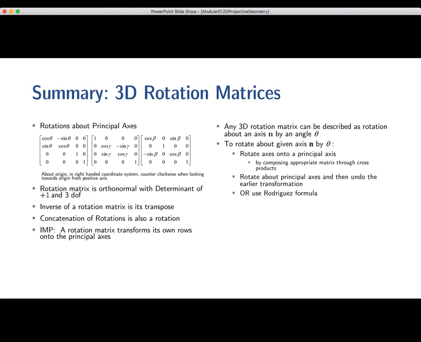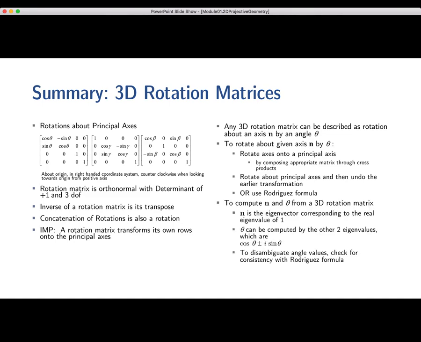Then rotate about the principal axis and then undo the earlier transform, or you can use the Rodriguez formula. To compute n and theta from the 3D rotation matrix, n is an eigenvector corresponding to the real eigenvalue of 1, so that's easy to find. Theta can be computed from the other two eigenvalues, which are cosine theta plus iota sine theta, and to disambiguate the angle values, which quadrant you are in, you can check for consistency with the Rodriguez formula.